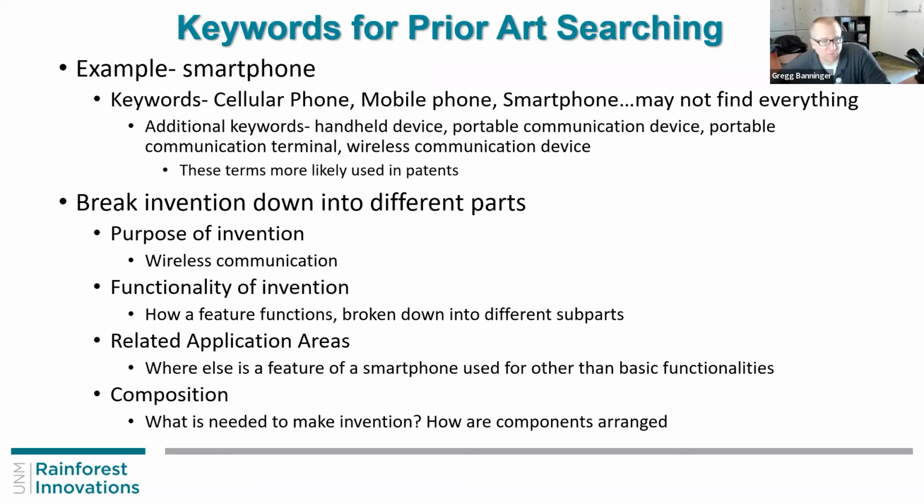Kind of hit on this, break down the invention in different parts. What's the purpose, the functionality, related application areas, what's the composition, what is needed to make the invention, how are the components arranged. These are things that could go into search.